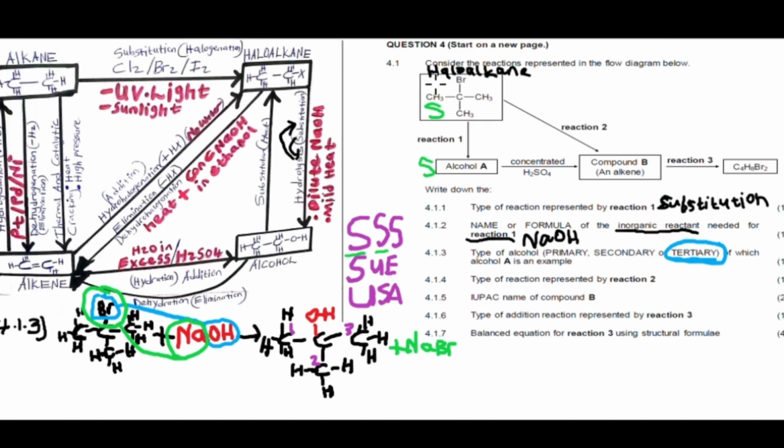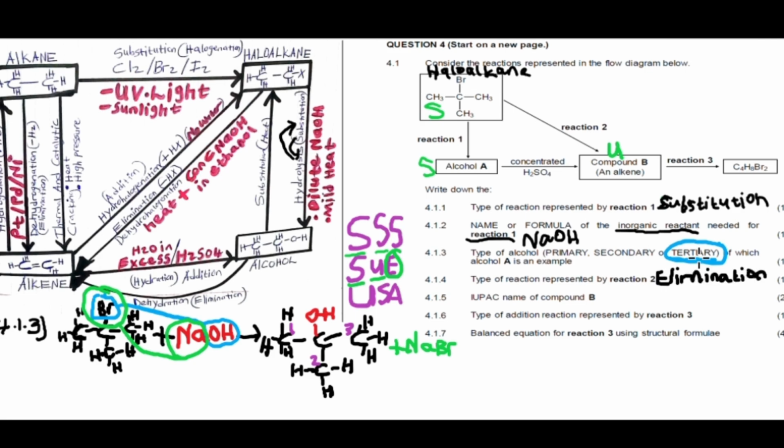In reaction 2, we are moving from a saturated compound, which is the haloalkane, to an alkene. We know that an alkene has the double bond. Remember, if a compound has a double bond or a triple bond, it is unsaturated. So compound B, the alkene, is unsaturated. From saturated to unsaturated, look at the triple S USA: it's going to be elimination. That is the answer, guys. The type of reaction represented by reaction 2 is elimination. Don't forget the word reaction.